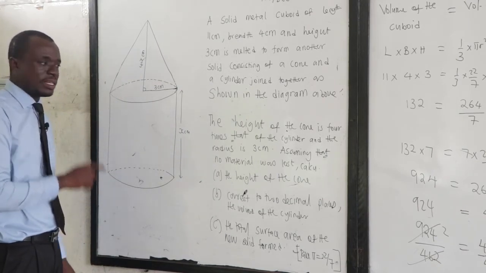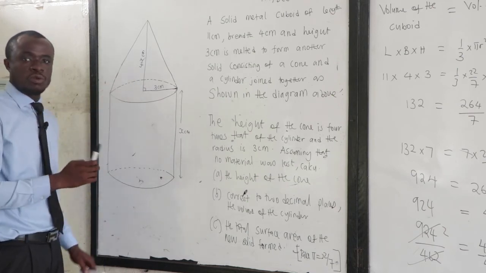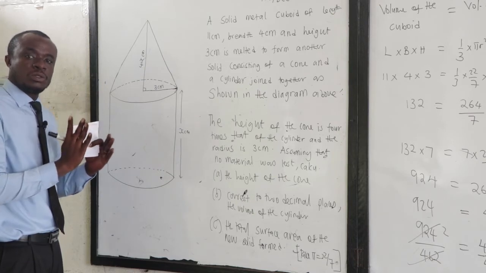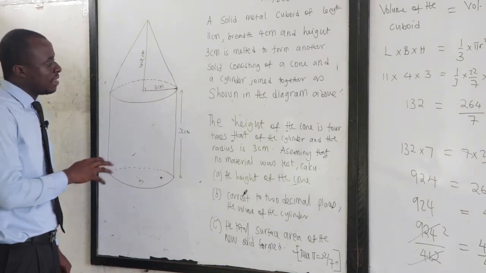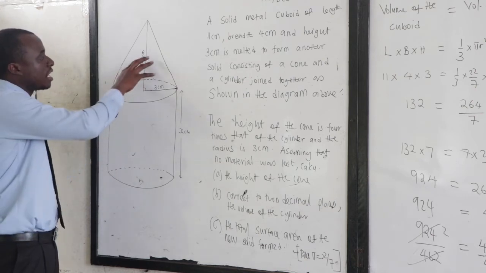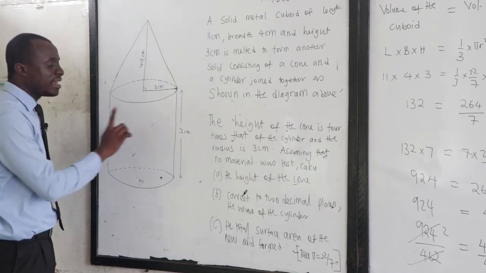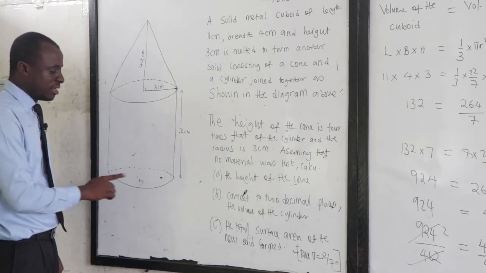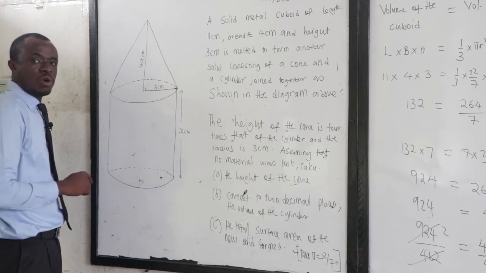A cone and a cylinder. But note that here it is going to be a hollow cone because it is joined together. So we are going to have a hollow cone over here. Clearly, the total surface area of this new solid formed will be what? The curved surface area of the cone plus the curved surface area of the cylinder plus the circular part of the base. Remember, it is going to be open.